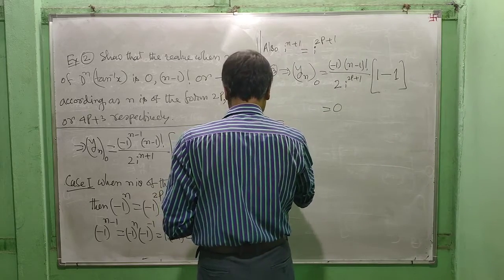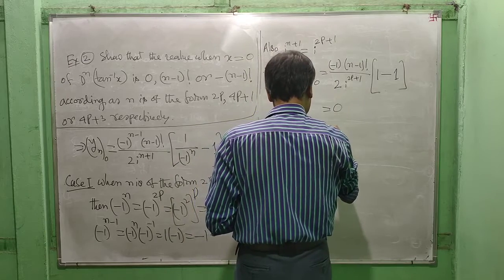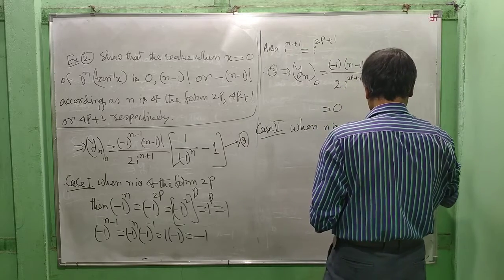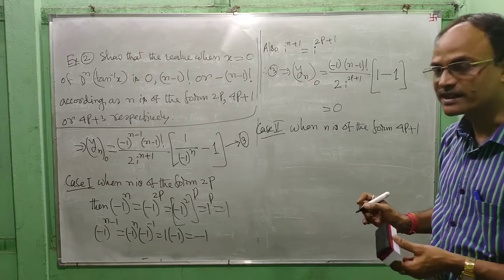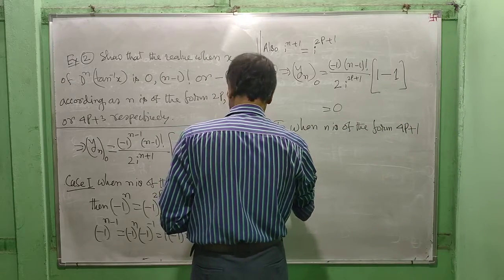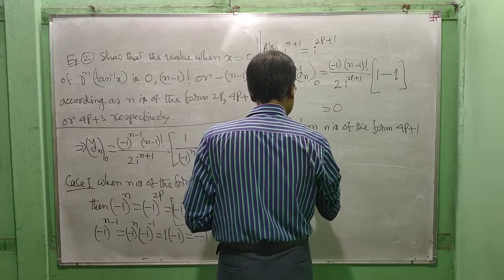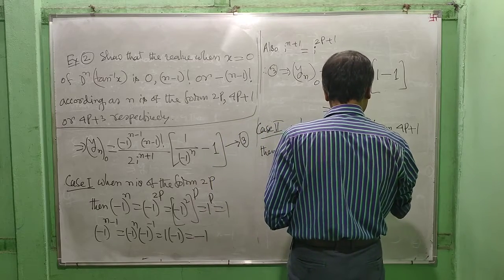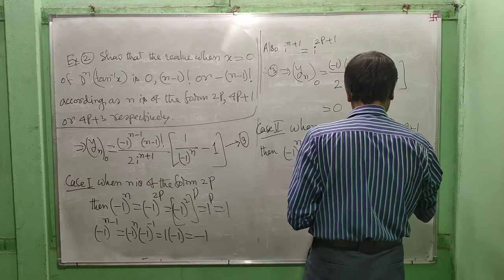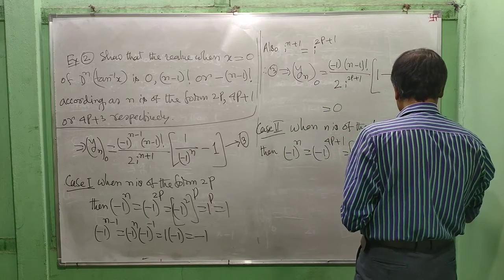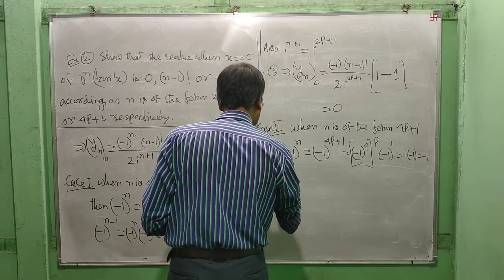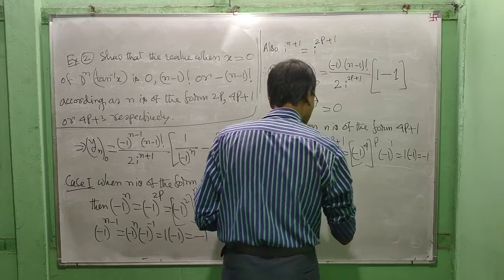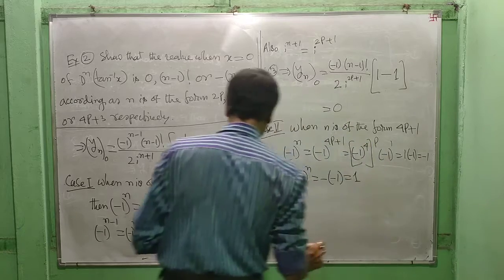Now case 2, when n is of the form 4p+1. Then (-1)^n is equal to (-1)^(4p+1), which is equal to ((-1)^4)^p into (-1)^1, which is 1 into -1, equal to -1. Now (-1)^(n-1) is equal to minus of (-1)^n, which is equal to minus of -1, which is equal to plus 1.